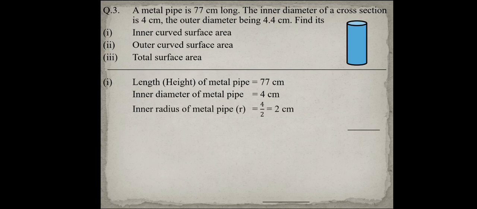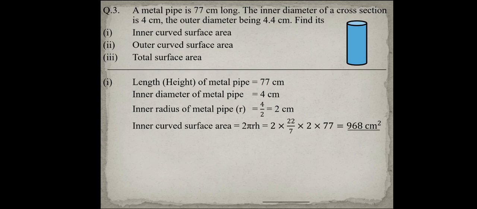So the inner curved surface area is equal to 2 pi rh. This small r means the inner radius of that pipe. By putting values here, radius is 2 centimeter, and length, meaning height of this pipe, is 77 centimeter. After this we find the area 968 centimeter square.